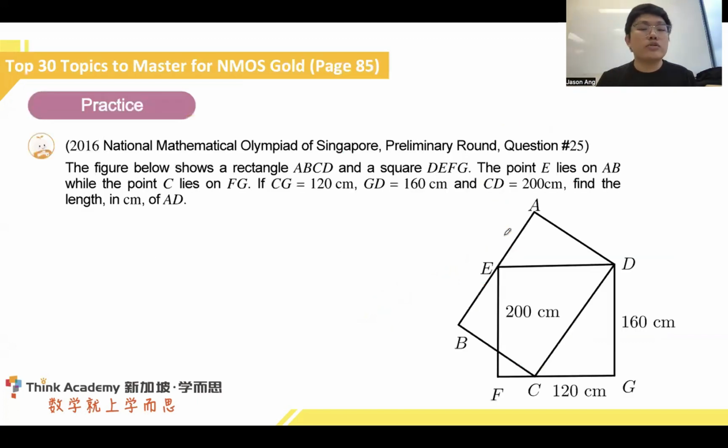So let us move on to our next part. Our questions for our NMOS book itself. So our practice questions here. 2016 paper, preliminary round question. Now, when we observe this figure itself, it may not be immediately obvious on what we have to do, because all we are given here is a square and a rectangle.